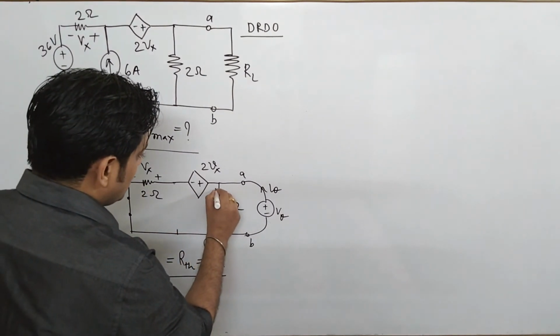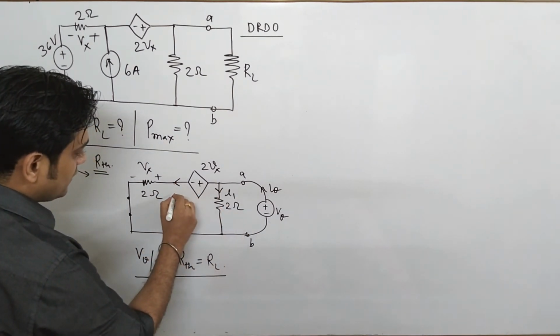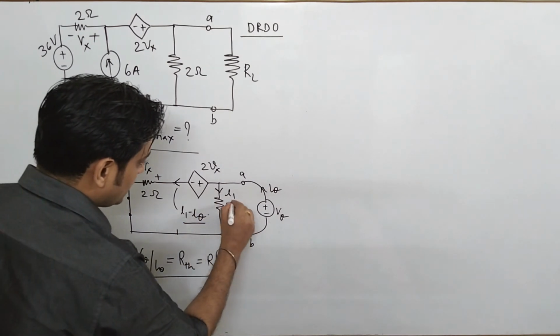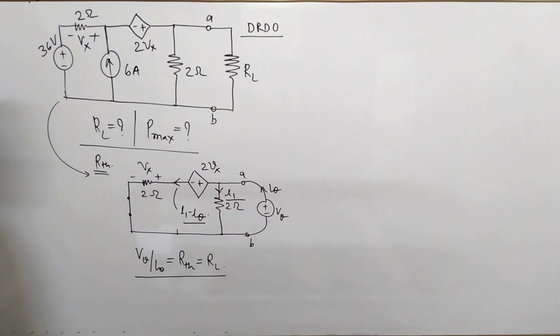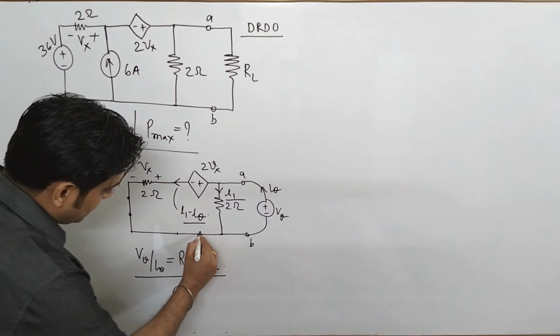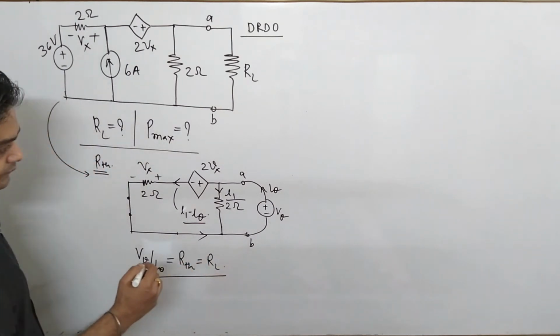Now just consider that some current I1 is flowing here. So if I1 is the current flowing here, what is the current here? It is I1 minus I theta. So these are the two currents which are flowing in this branch. This I1 minus I theta will come here, I1 will be added here.